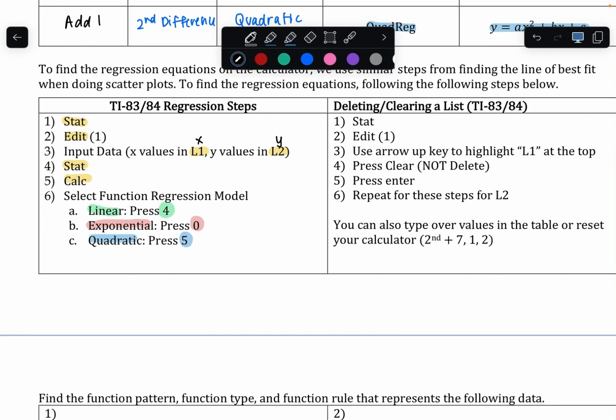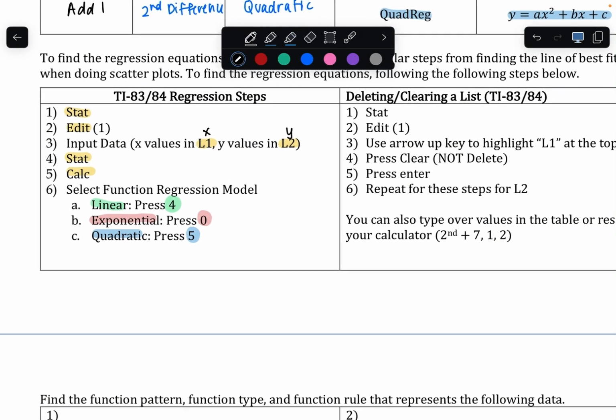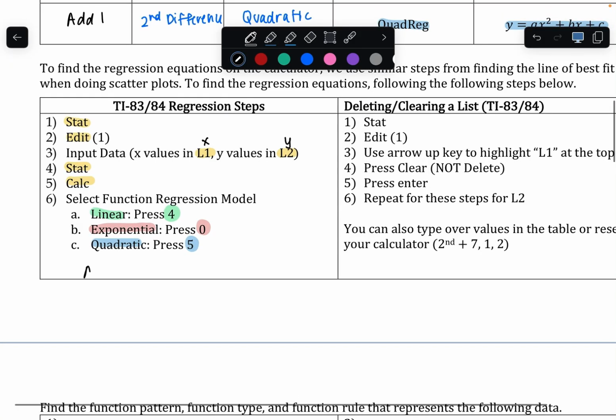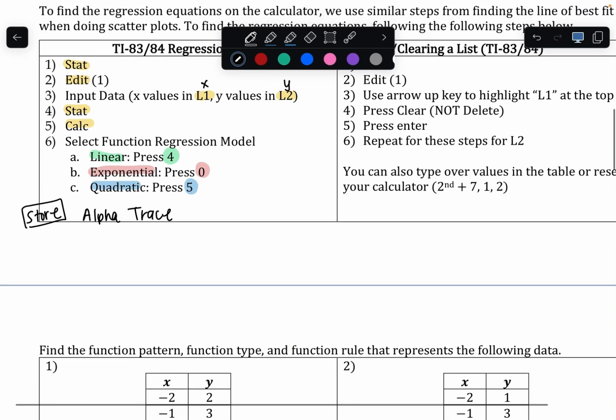Something else I want you to add to these notes is alpha trace. That's going to be for the store feature, store alpha trace. That's if you want to store the equation.